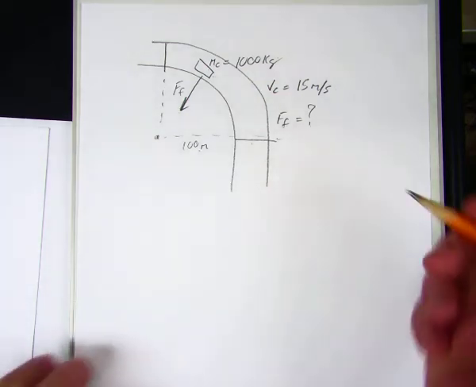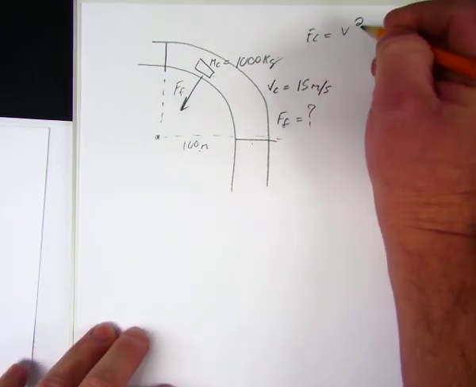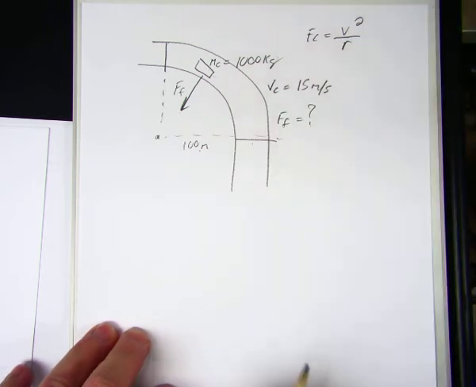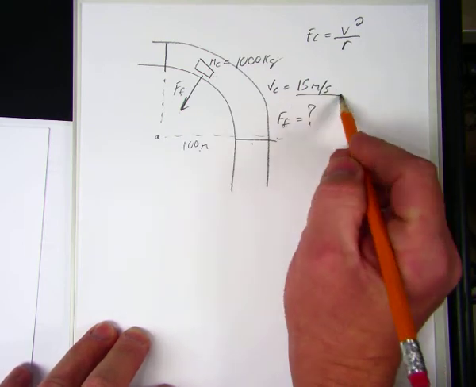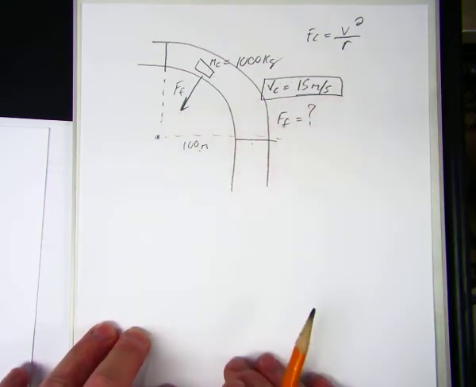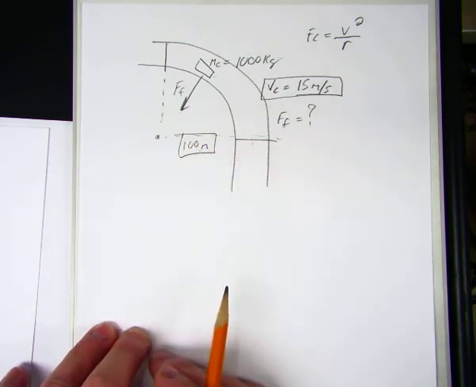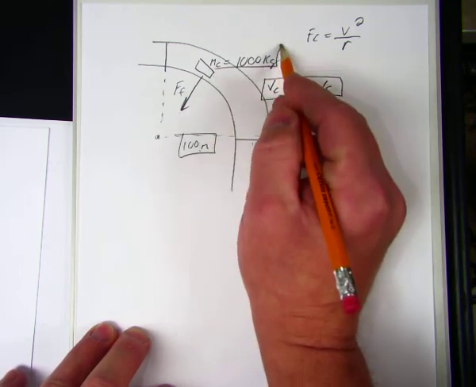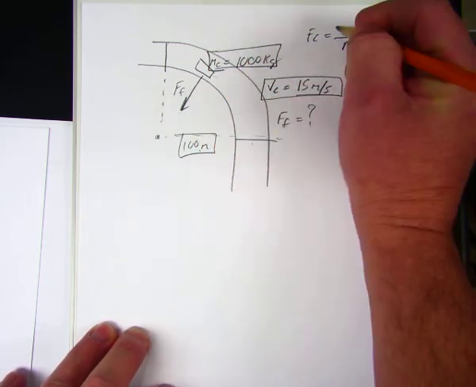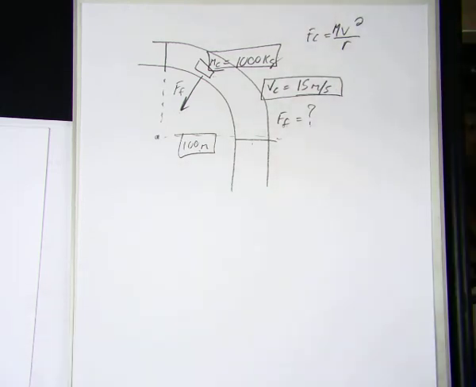And so we have this equation that tells us that the centripetal force is equal to the tangential velocity squared divided by the radius. Well, we have the tangential velocity, that's 15 meters per second. We also have the radius, because I told you it was 100 meters. And we also have mass, which I did not include in the formula. And so it's just a matter of plugging all that stuff in.